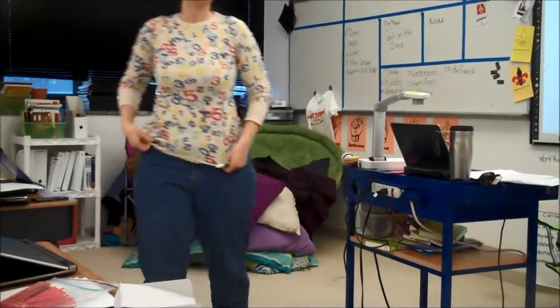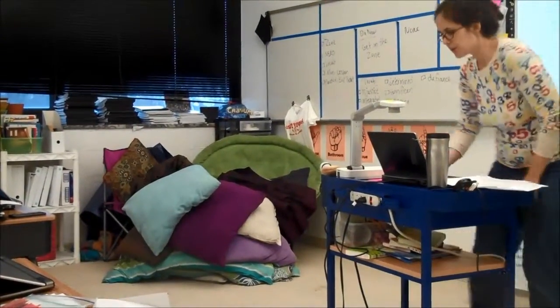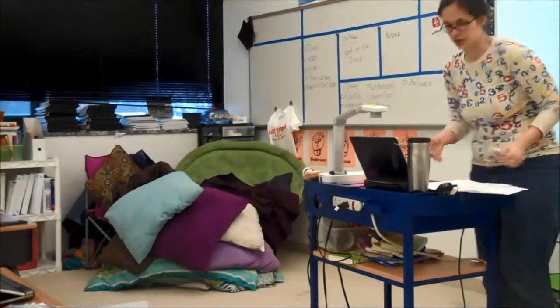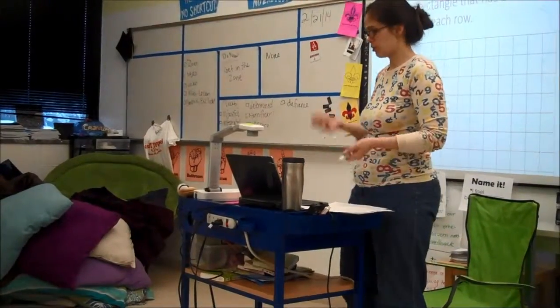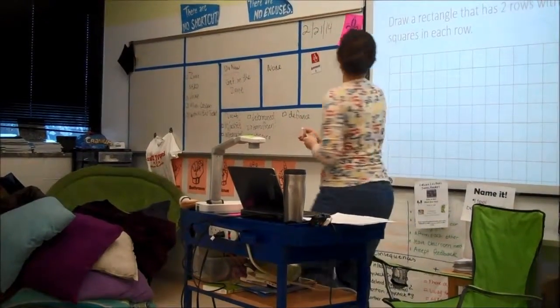Well, not all rectangles have different areas and perimeters. So anyway, after your demonstration, you're just going to quickly walk through these few examples. There's not very many. Draw a rectangle that has 2 rows with 3 squares in each row.